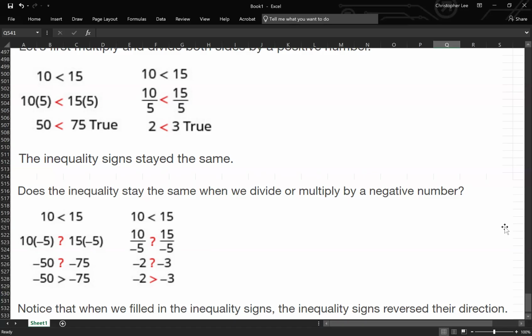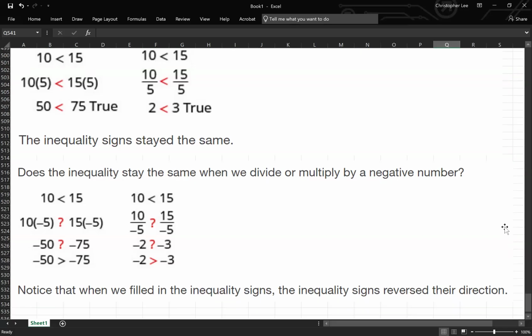How about 10 is less than 15? If I divide both sides by -5 this time, it's going to give me what? -2 and -3. But which one's bigger? -2 is bigger than -3. So the sign flips. So whenever you divide by a negative, the sign flips. If you multiply by a negative on both sides, the sign flips. That's the lesson here.